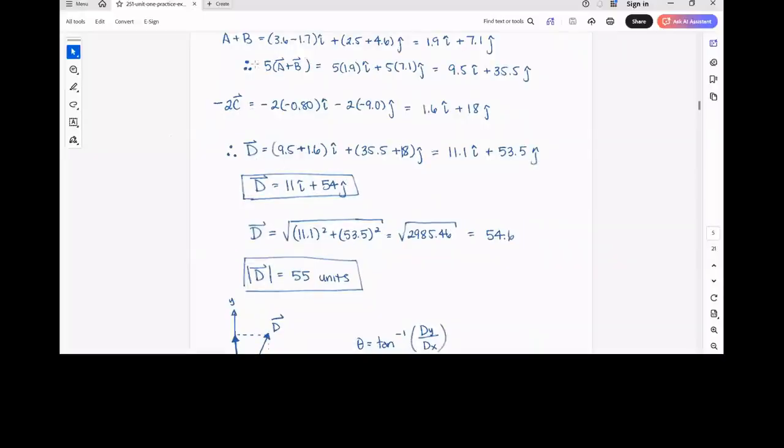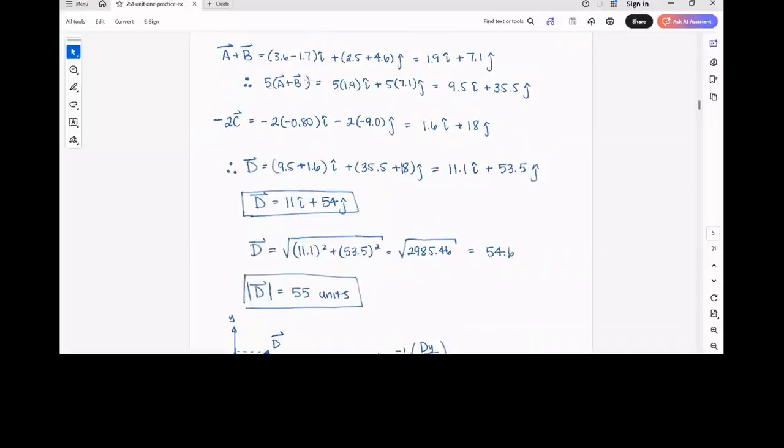Therefore, I can add my first vector, which is 5 times the quantity A plus B, to my second one, which is negative 2 times vector C. I get 11.1 I hat plus 53.5 J hat. And now is the appropriate time to use sig figs because I do have 2 with this problem. So that D vector becomes 11 I hat plus 54 J hat.